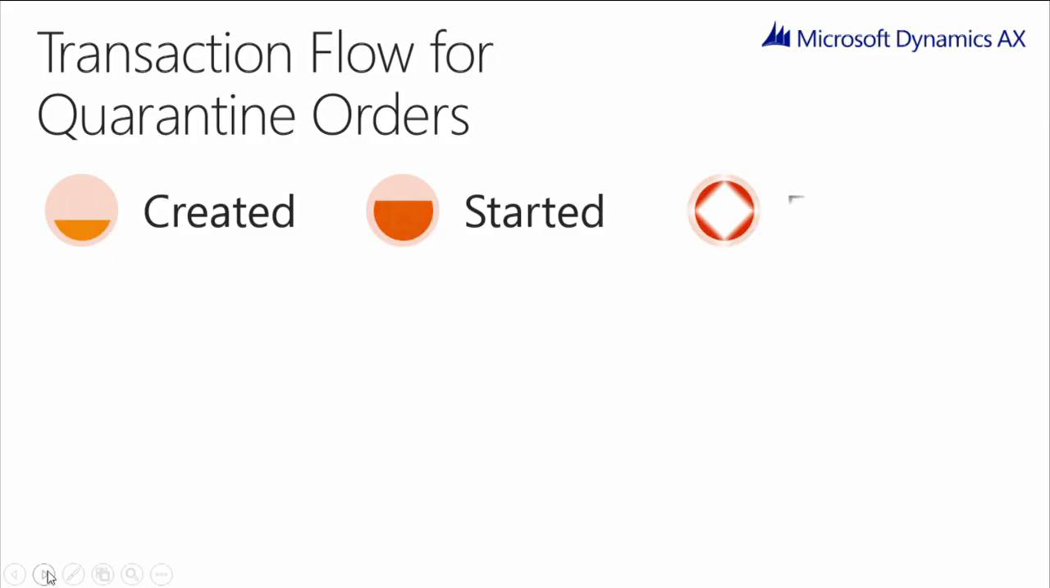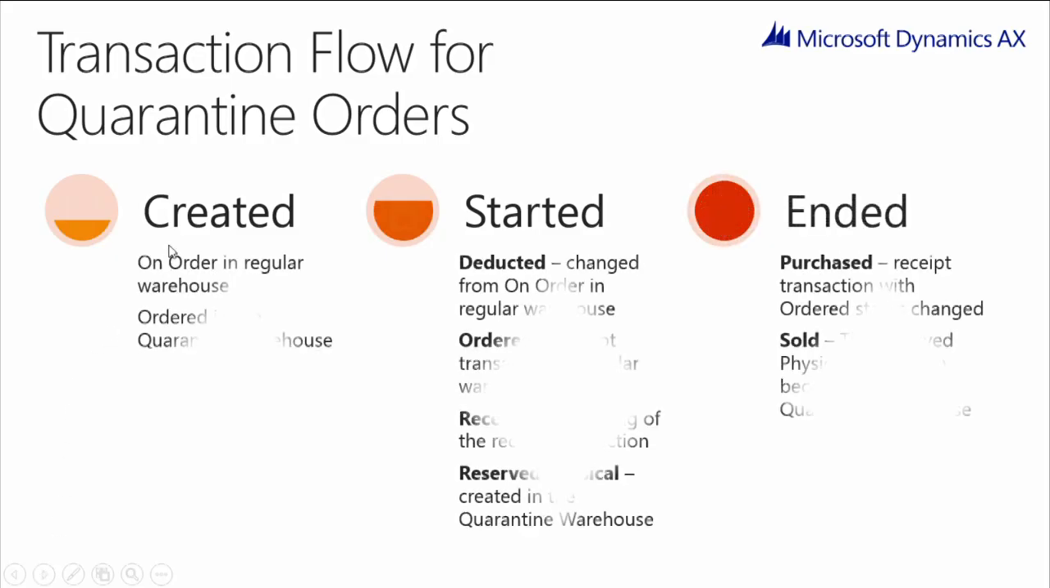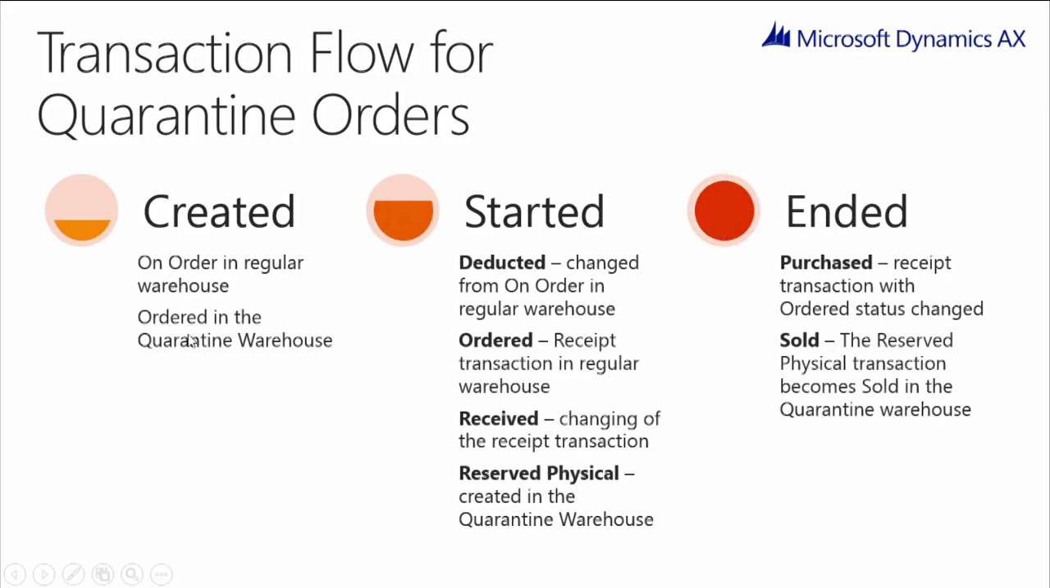When the order is created, the status is set to created. The inventory is on order in the regular warehouse, and the status of the transactions in the quarantine warehouse are also ordered. Later, when you click the Started button, the status is updated.